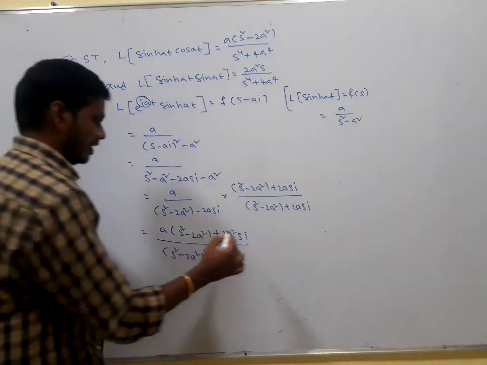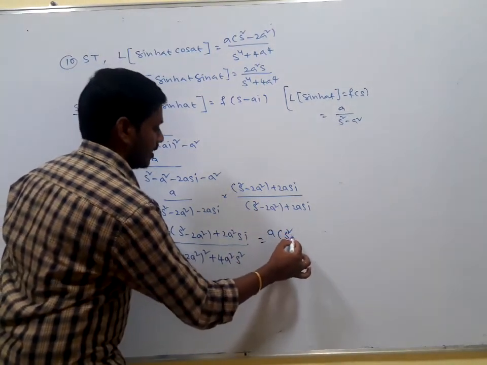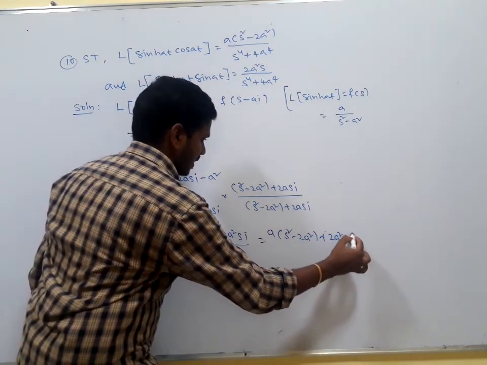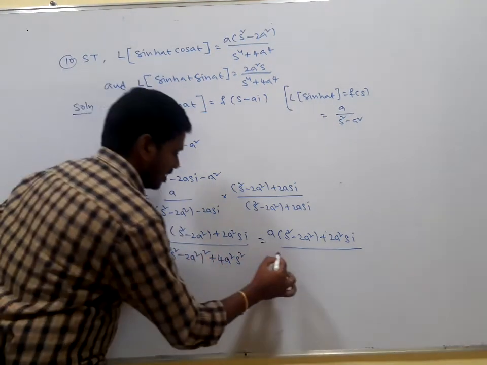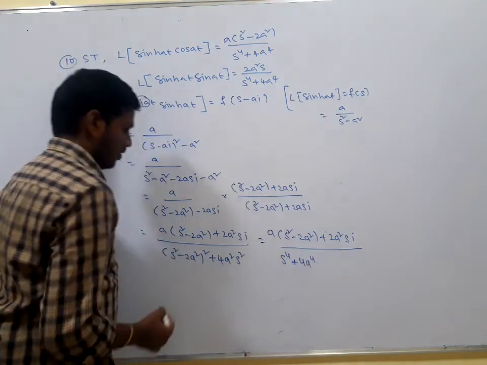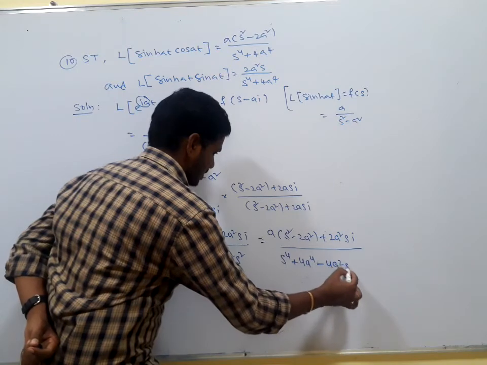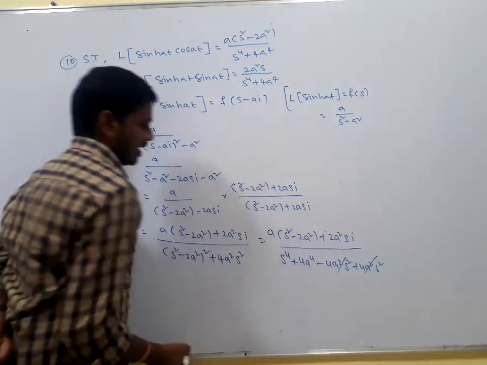Or if you are simplifying this, you will get a into s square minus 2a square plus 2a square si divided by, if you are expanding this using the formula a minus b whole square, s to the power of 4 plus 4a to the power of 4, here minus 2ab, minus 2 into 2, 4a square s square plus 4a square s square. This one gets cancelled.